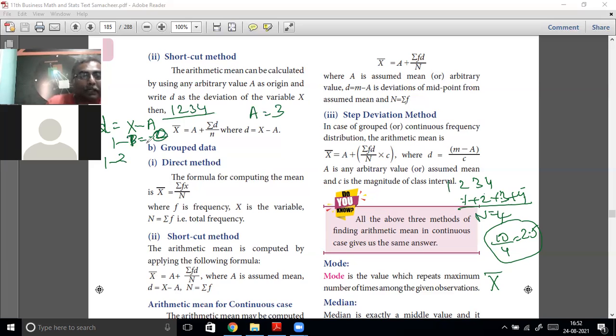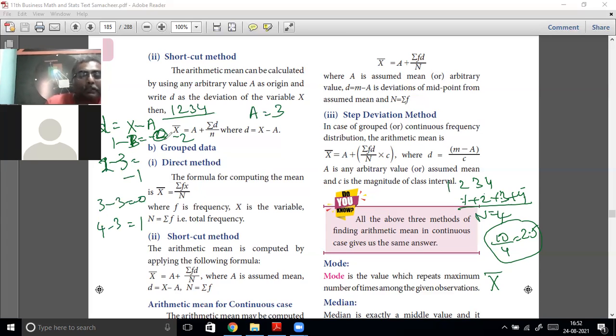Sorry, 1 minus 3 only. 1 minus 3 is equal to minus 2. Then a is again 1 minus 2 minus 3. Okay. 2 minus 3 minus 1. Okay. Then 3 minus 3 is 0. Then 4 minus 3 is 1.